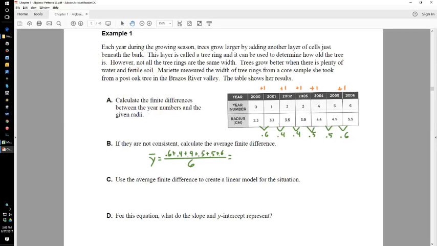Give me just a second. All right, and that equals 0.5. Came out to a nice even number. Sometimes it comes out to a crazy number, and you just have to round it off best you can. It says use the average finite difference to create a linear model. Okay, so we need 2 things, remember.